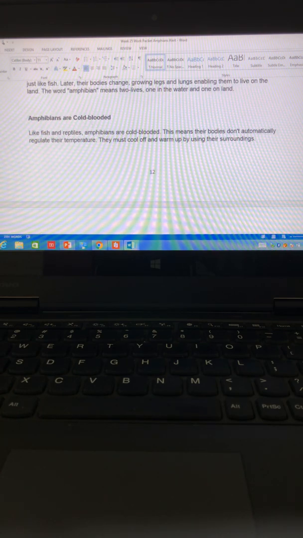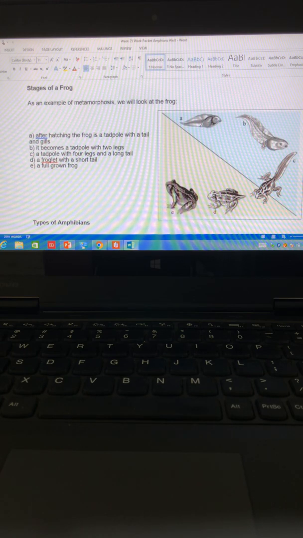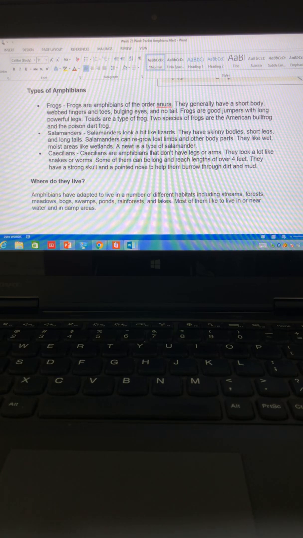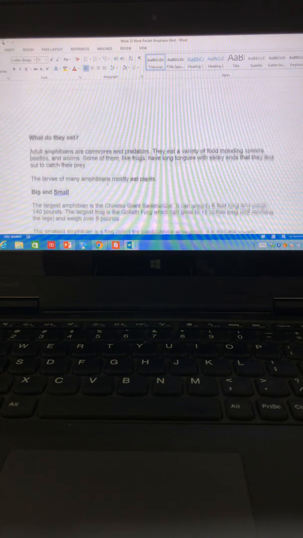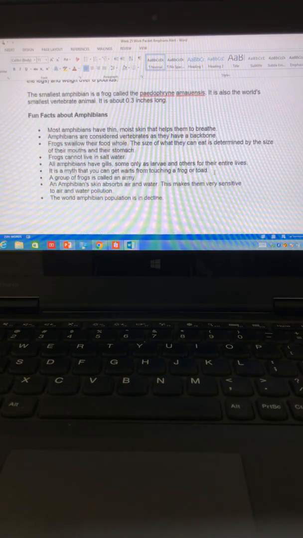Amphibians are cold-blooded. Growing up from egg to adult. Stages of a frog. And we can see the A, B, C, D, E, and we know these stages from our science classes. We have types of amphibians. And where do they live? And they means amphibians. So where do amphibians live? What do they eat? Big and small.